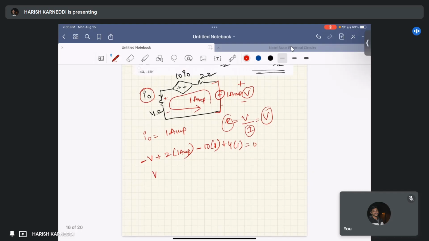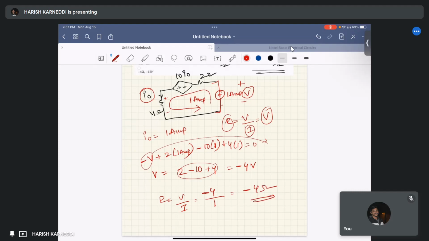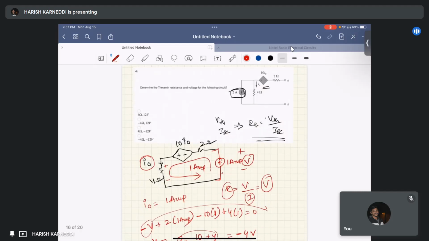That is, V equals, I send this V to that side, V equals 2 minus 10 plus 4. That equals 4 plus 2, this is 6, 6 minus 10 is minus 4. So R equals V by I, that equals minus 4 by 1, that equals minus 4 ohm. This is the Thevenin's resistance of the given circuit.